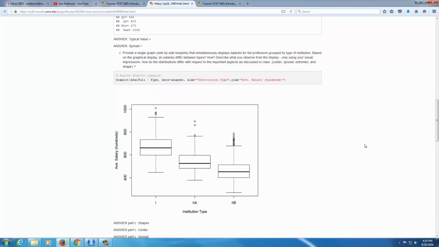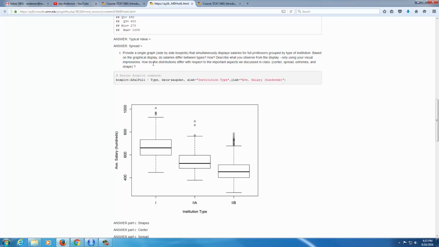In part C, it says make side-by-side box plots, and I've given you the code that does that already here, box plots by institution type. Type 1 are research universities, like the University of Minnesota Twin Cities. Type 2A, the comprehensives, would be universities that are like state universities, St. Cloud State, Moorhead State, Mankato State. They have undergraduate degrees and also master's degrees. And type 2B are colleges like UMM, only undergraduates.